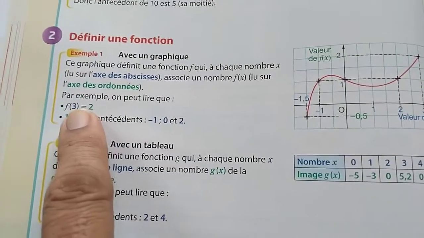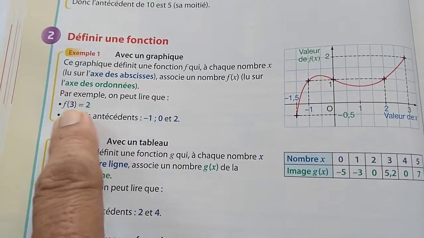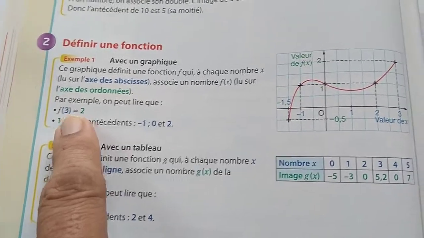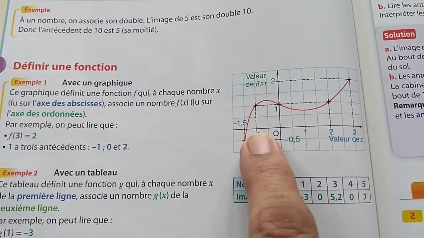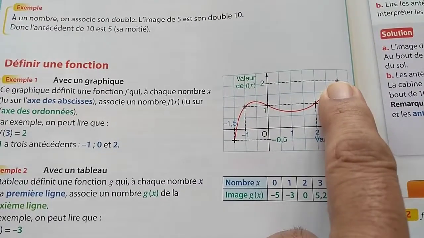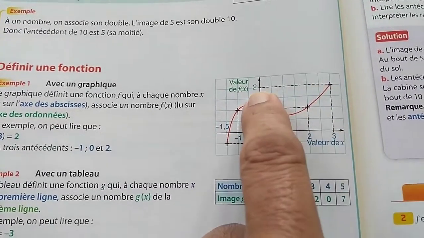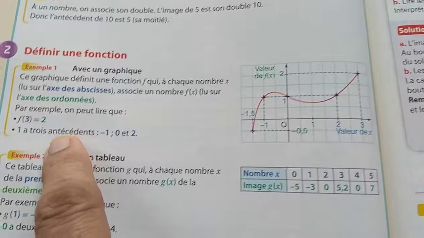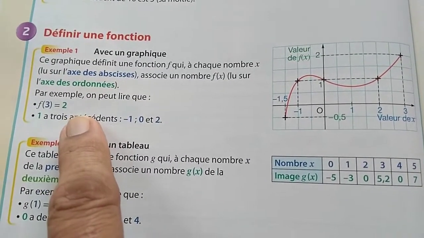Par exemple, on peut dire que f de 3 est égal à 2. How can we say that? So you look here, where is 3, then you go up and see where it cuts the graph, and then you read the value. Oh yes, it is 2. So f de 3 est égal à 2.